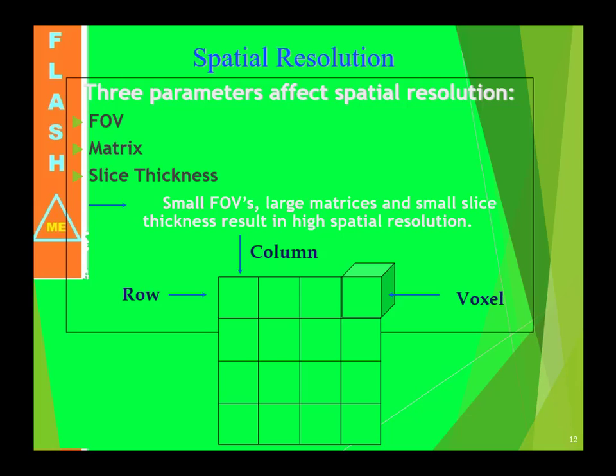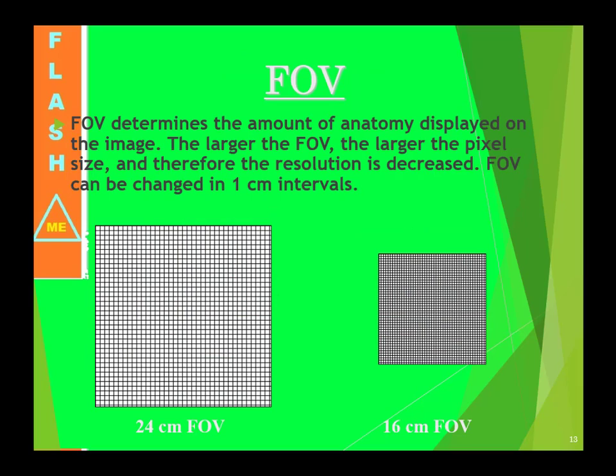Column, row, voxel. FOV. FOV determines the amount of anatomy displayed on the image. The larger the FOV, the larger the pixel size, and therefore the resolution is decreased. FOV can be changed in 1 cm intervals, for example 24 cm FOV, 16 cm FOV.